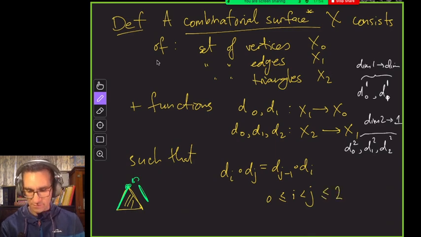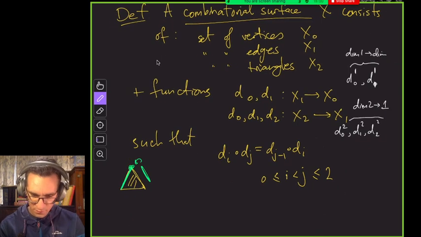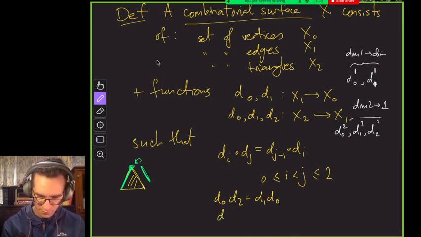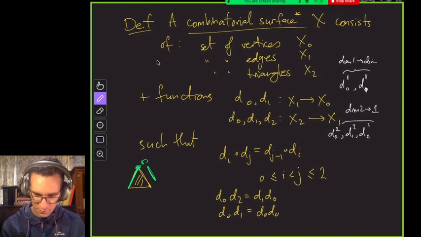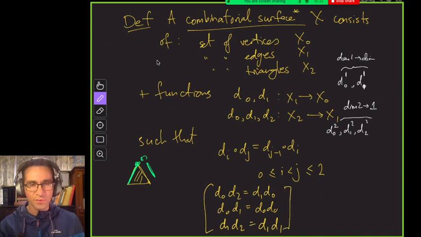And that's two. So in practice, we can actually work out what these are. d0 d2: we move the 2 past the 0, and it goes down by 1. As d0 d0, and then d1 d2 is d1 d1. But we're going to get more general.